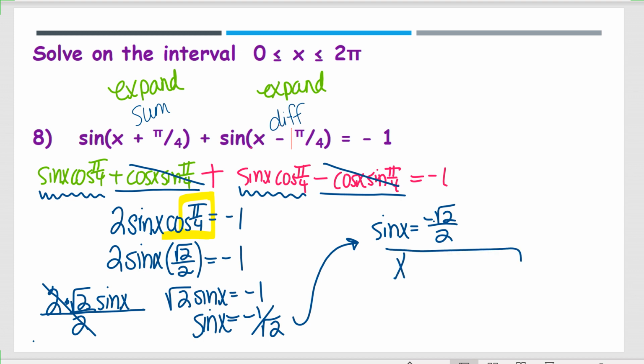And now we just need to say, hey, y'all, where does the y value equal negative square root 2 over 2? That's quadrants 3 and 4, and that's at the pi over 4s. So that will be 5 pi over 4 in quadrant 3 and 7 pi over 4 in quadrant 4.